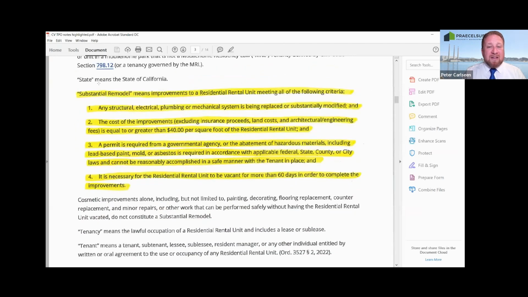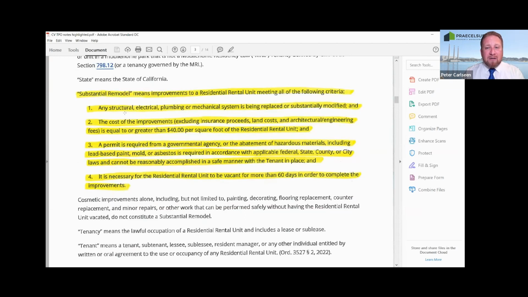Substantial remodel is a very important one because that's one of the reasons for being able to terminate the lease. A substantial remodel has to include all 4 of these criteria. It's got to be structural, electrical, plumbing, or mechanical system being replaced or substantially modified.